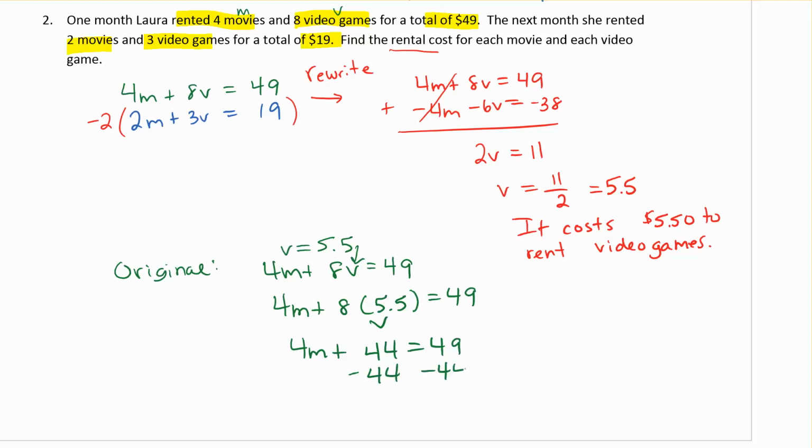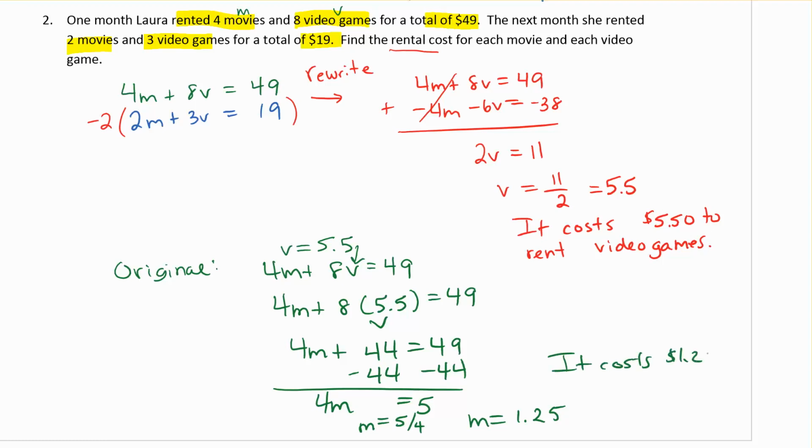So now we want to isolate that 4M variable. So 4M equals 49 minus 44, which is 5. So M is 5 divided by 4. And 5 divided by 4 is 1.25. So it cost $1.25 to rent the movies here.